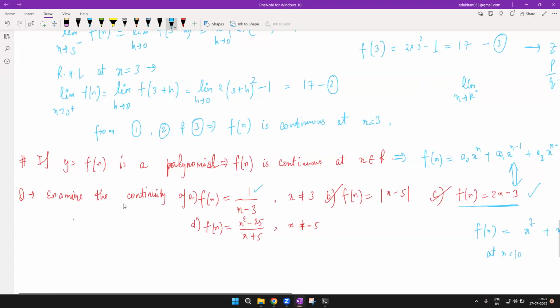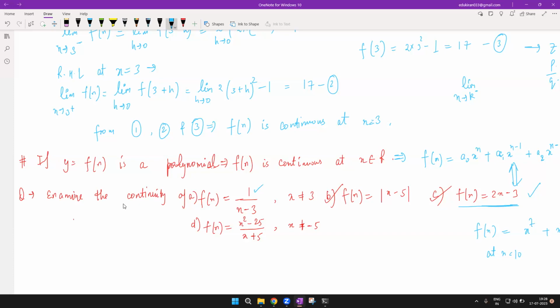And by the way, all the rational algebraic functions are also continuous, barring the point at which the denominator is 0. So if I'm talking about f(x) is equal to 1 upon x minus 3, this will be continuous barring x is equal to 3. Now why is x equal to 3 the point of discontinuity? Because at x is equal to 3, the function is not defined. There is no value for f(3).